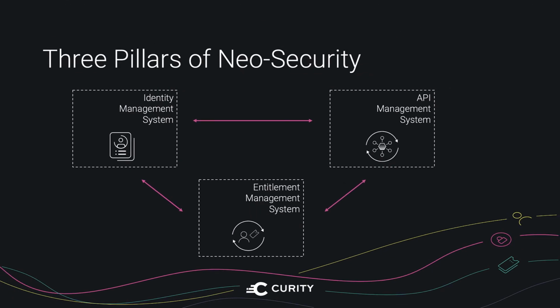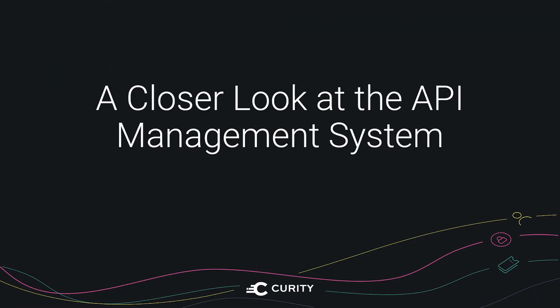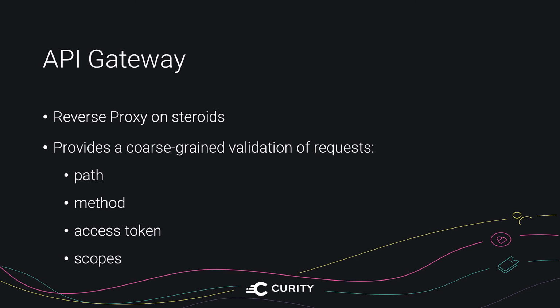The second pillar of the neo-security architecture is the API management system. It can consist of many small components and services, but there are two which will always be part of this component: the API gateway and the API management platform. Although at first, the API gateway may just seem like a reverse proxy, a server which forwards requests to a concrete API service, it is much more than that.